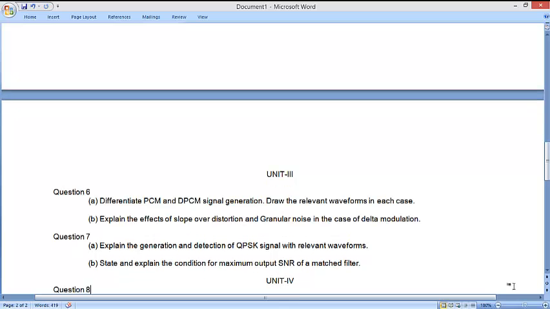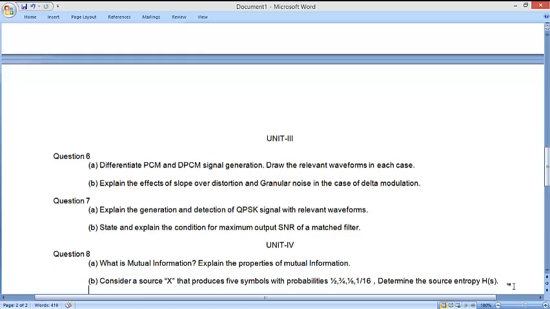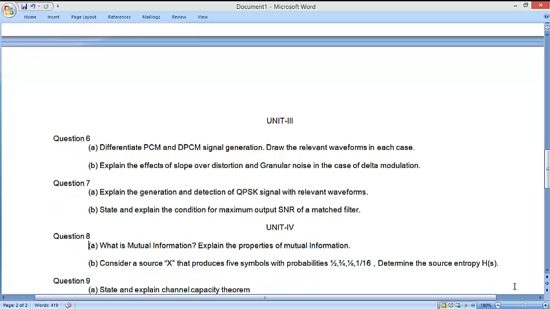With this we end our unit 3. Moving on to unit 4, we have 2 questions. Question number 8, what is mutual information, and explain the properties of mutual information. Now this question is quite direct, so you can refer to the book for the definition and the properties.